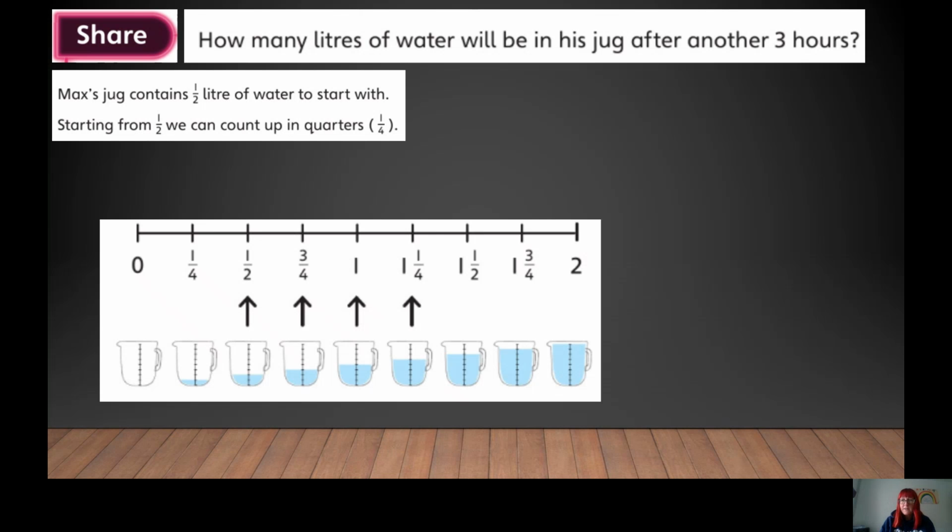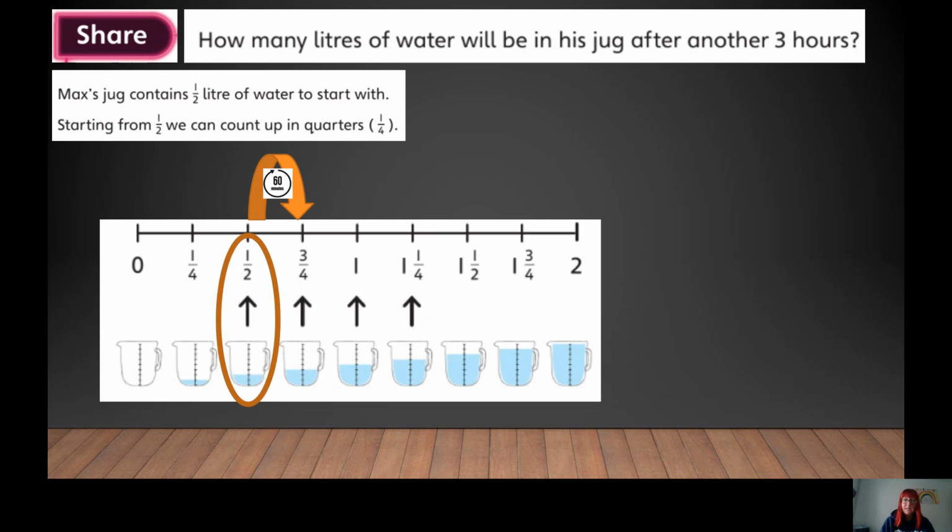So let's have a look at that on a number line. What have we got here? Okay, representation in terms of the jug, in terms of 1 litre here in the middle, 2 litres at the end of the number line, and we've got an empty jug at the start. Okay, so if we start at 0, that would be fine ordinarily if there was nothing in the jug. But according to the information, we already have half a litre of water in the jug. So that is where we're going to start. We're going to start counting in quarters from a half. Let's do it. Okay, so after 1 hour, a quarter of a litre.